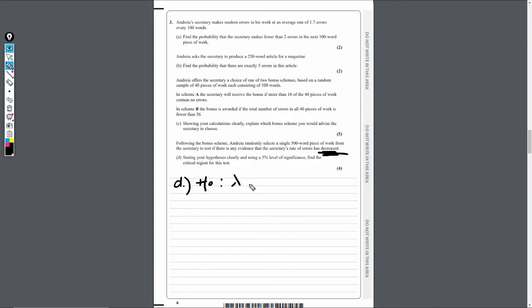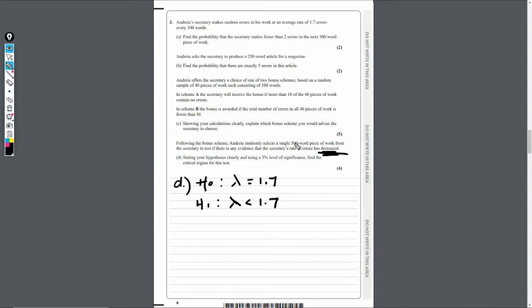So first off, we're going to check whether lambda is equal to 1.7. That's going to be my H0. And my H1, because we're testing whether the errors have decreased, that means lambda will be less than 1.7. So them are my two hypotheses.